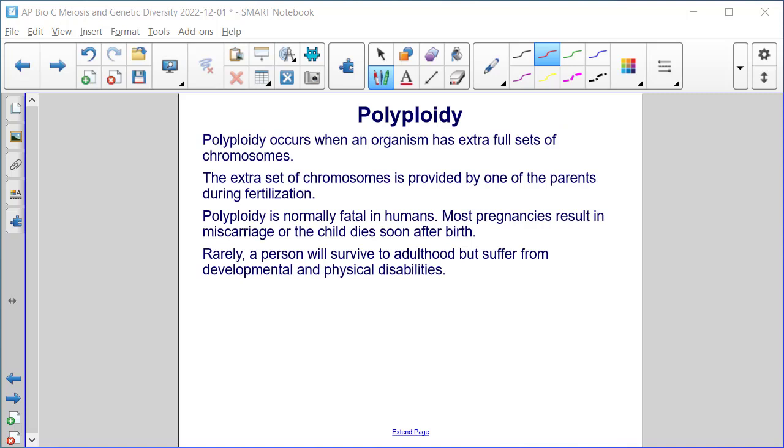Polyploidy occurs when an organism has extra full sets of chromosomes. The extra set of chromosomes is provided by one of the parents during fertilization. Polyploidy is normally fatal in humans. Most pregnancies result in miscarriage or the child dies soon after birth. Rarely, a person will survive to adulthood but suffer from developmental and physical disabilities.